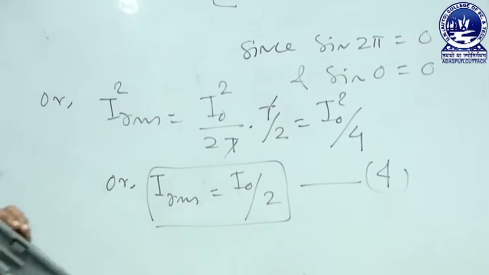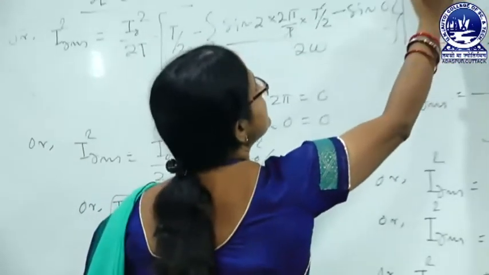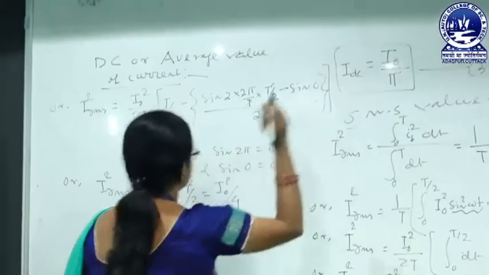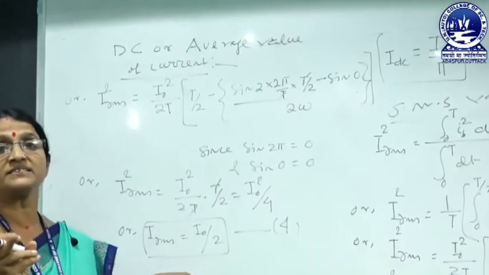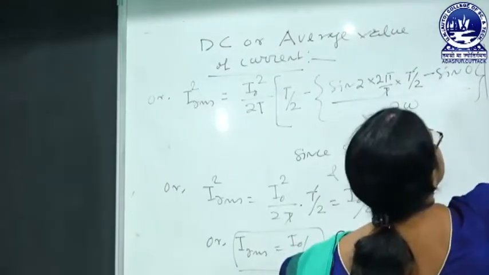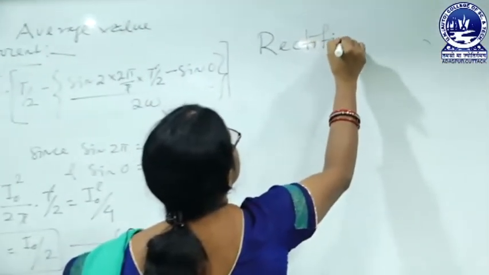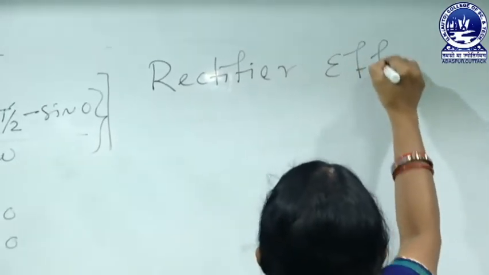So we have already derived IDC and IRMS here, but our aim is to find out the rectification efficiency eta, the rectifier efficiency.